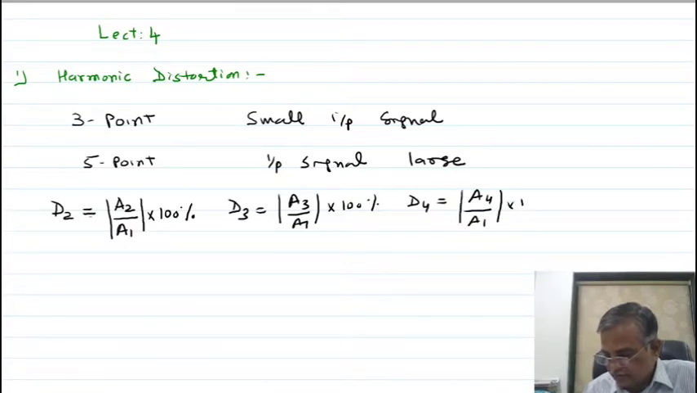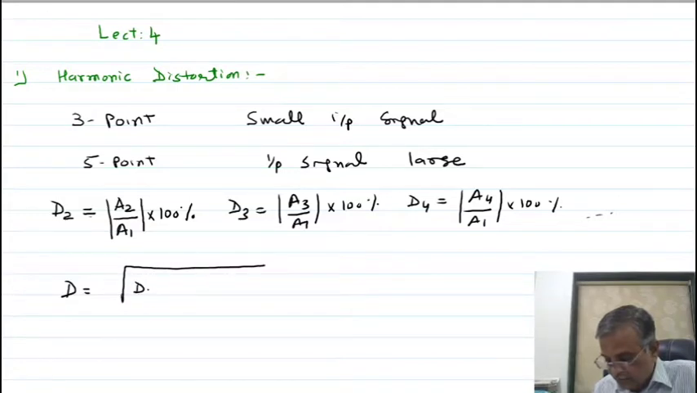are the strengths of the fundamental frequency. A1 is the strength of the current at the fundamental frequency. A2 is the strength of the current at the second harmonic. A3 is the strength of the current at the third harmonic. A4 is the strength of the current at the fourth harmonic. And total harmonic distortion can be calculated from this equation.